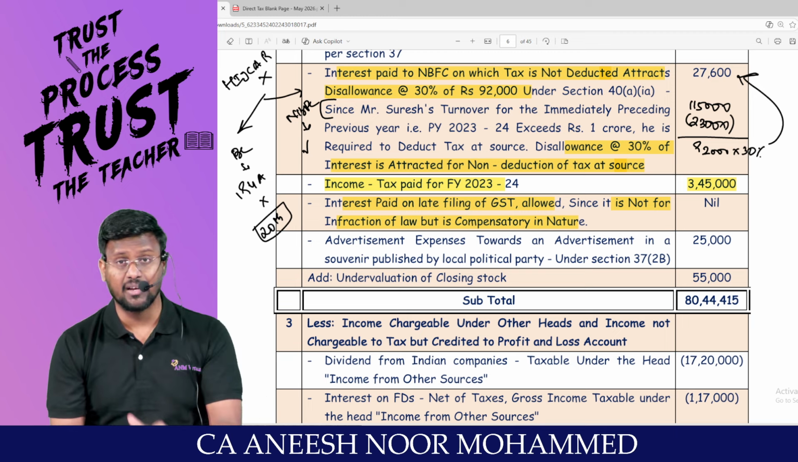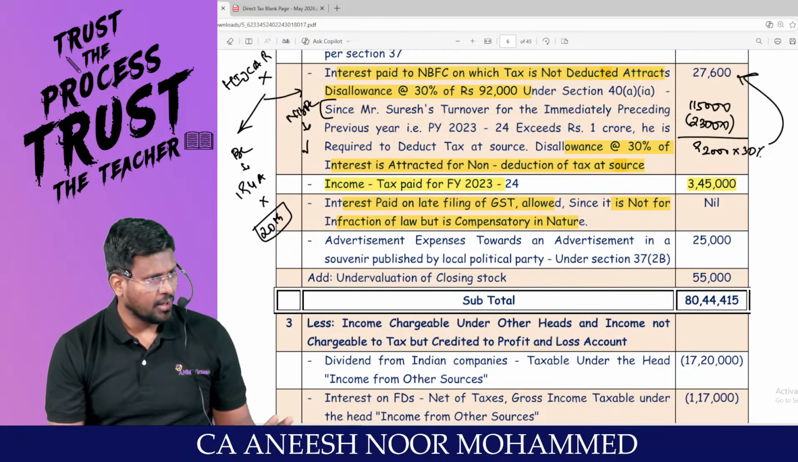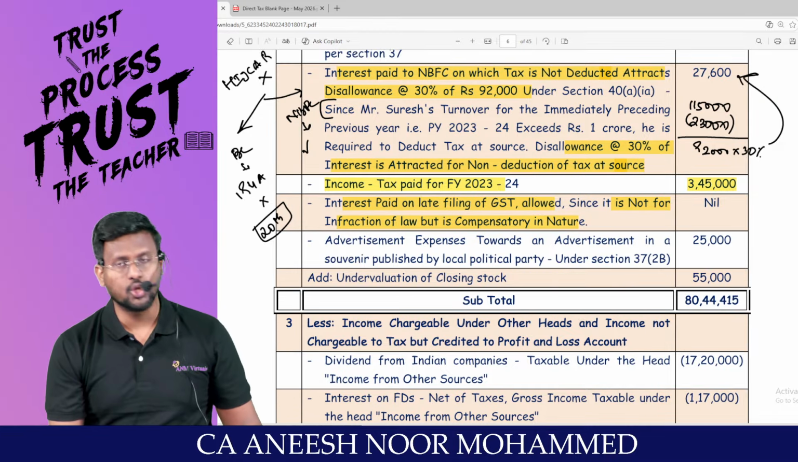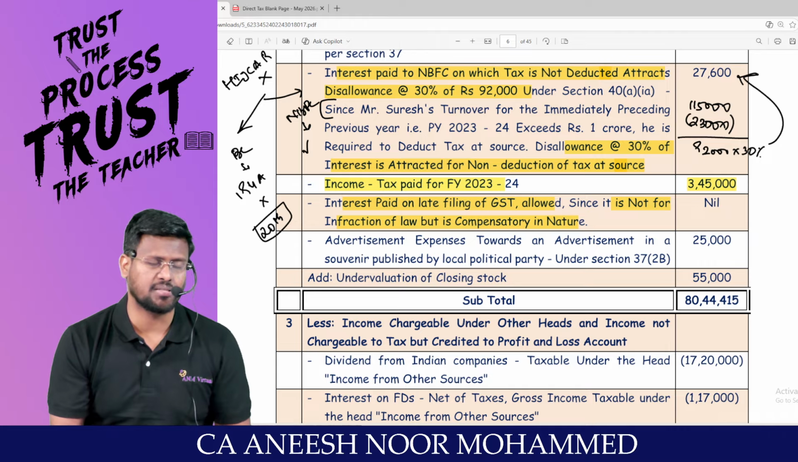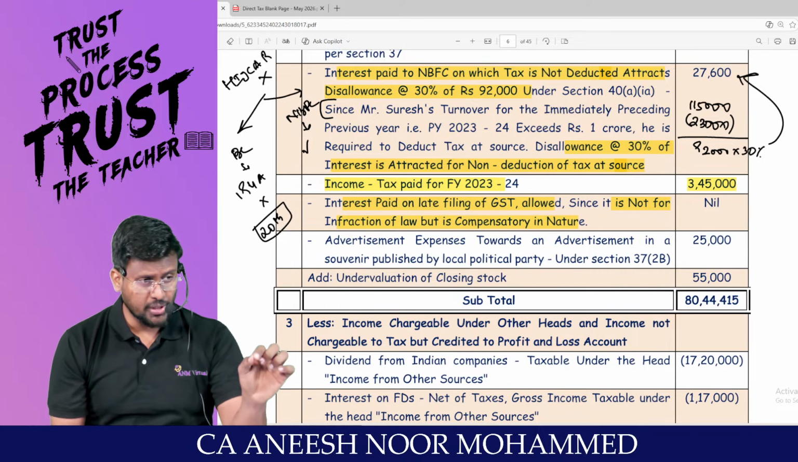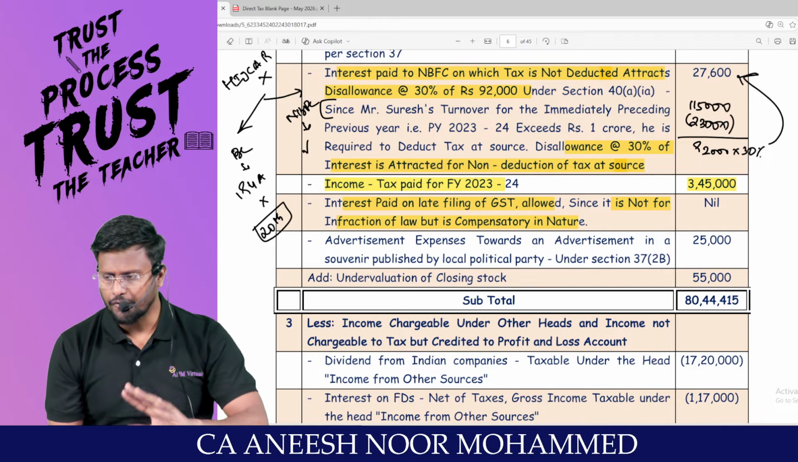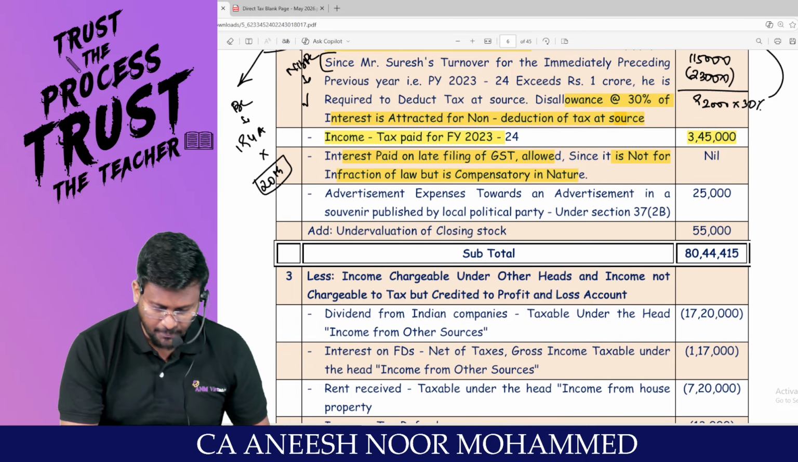So we are having a great lesson from this question. Interest debited to P&L account should not be added back. Fees, penalty, and any other payments should be added back. Basically, the litmus test is very simple. You have to check whether it is compensatory in nature or infraction of law. Infraction of law should be added back and compensatory in nature should be allowed as a deduction.